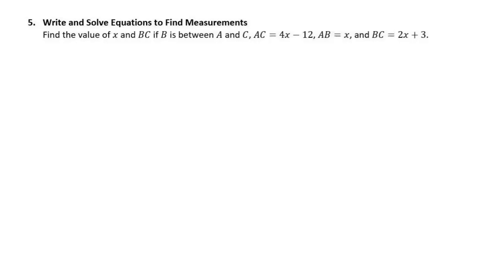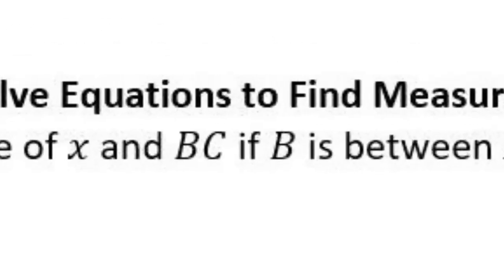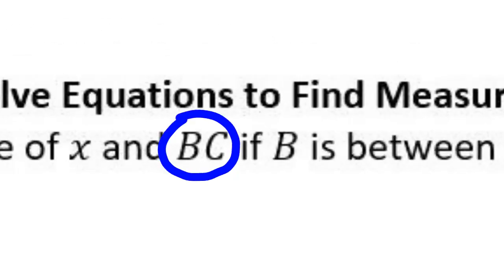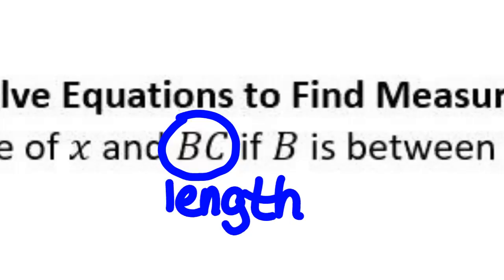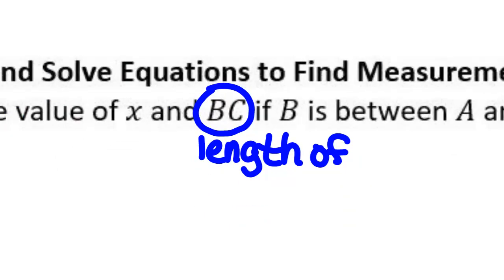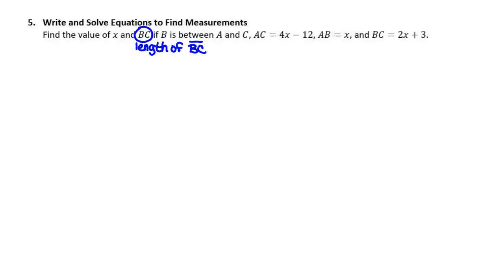All right, so problem number 5 up at the top of page 7, it says write and solve equations to find measurements. We want to find the value of x and BC if B is between A and C. So the very first thing we're going to do is draw a picture. And this thing right here where it says we're looking for BC, we want the length of segment BC. All right, so let's draw a picture.